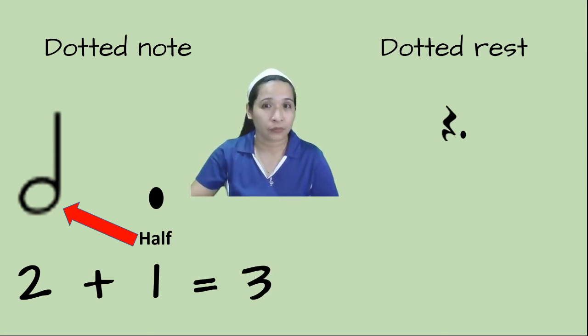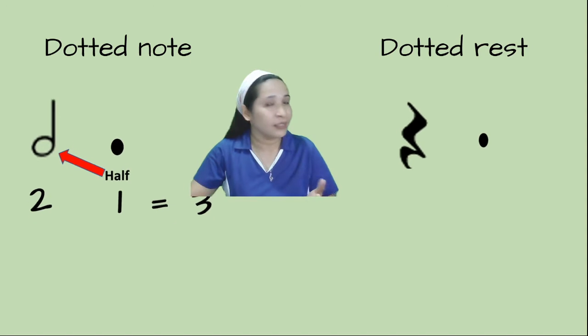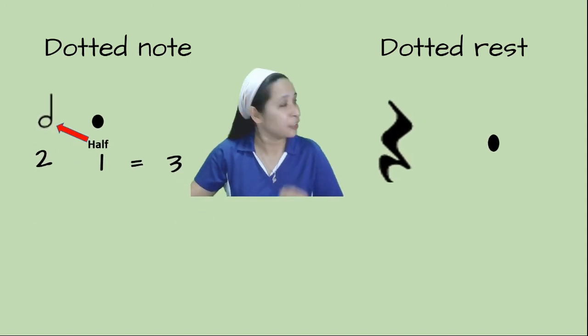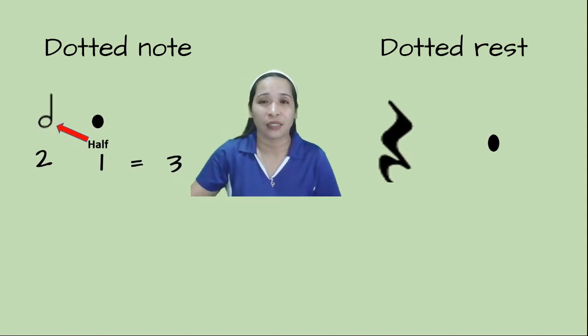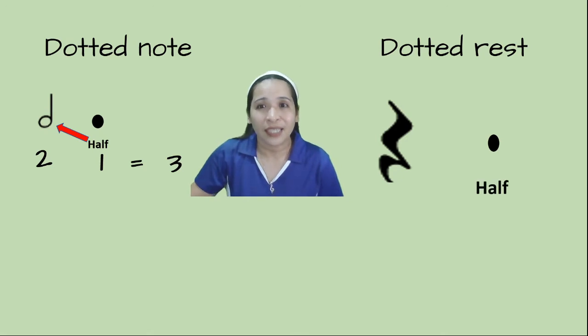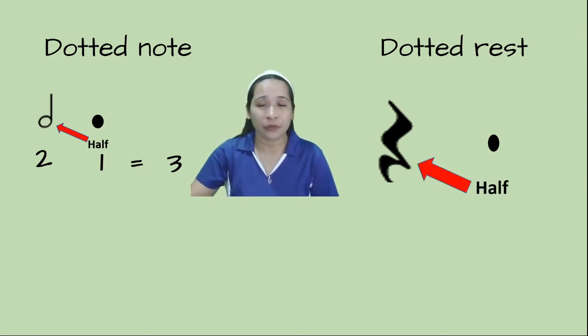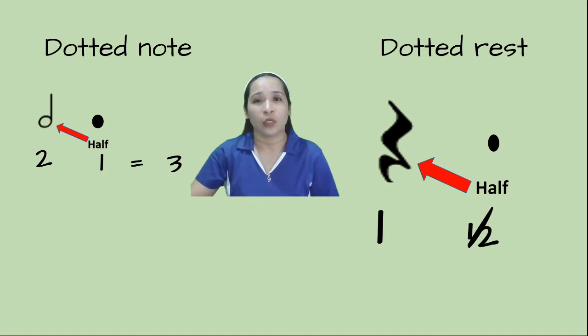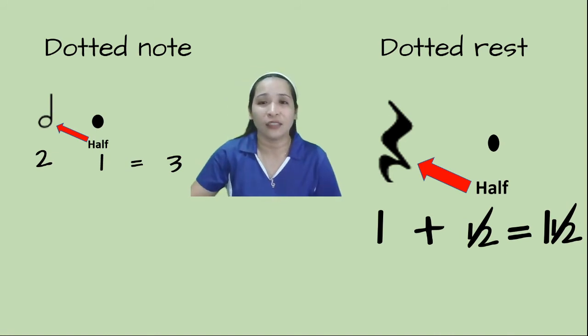A dotted rest, on the other hand, has the same meaning. The dot takes 1/2 of the rest before it. So getting 1 for the quarter rest and then 1/2 for the dot, and we add them up, so we have 1 and 1/2 for the value of a dotted quarter rest.